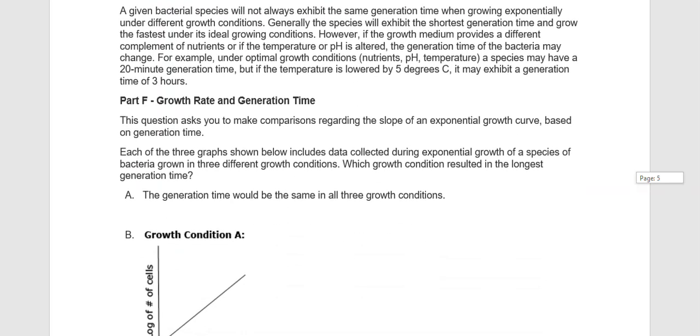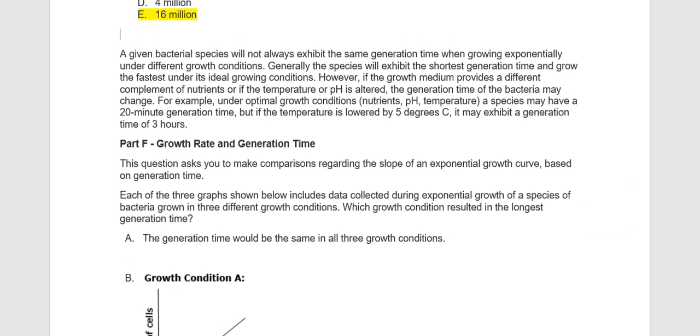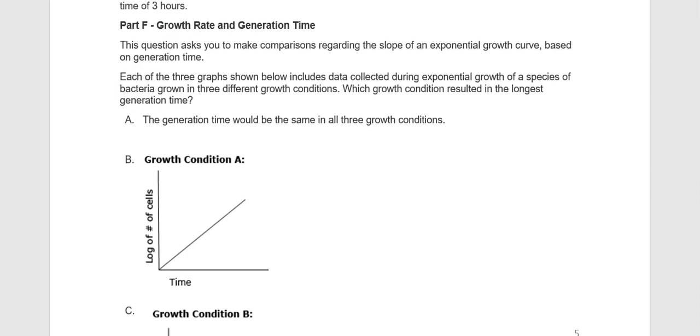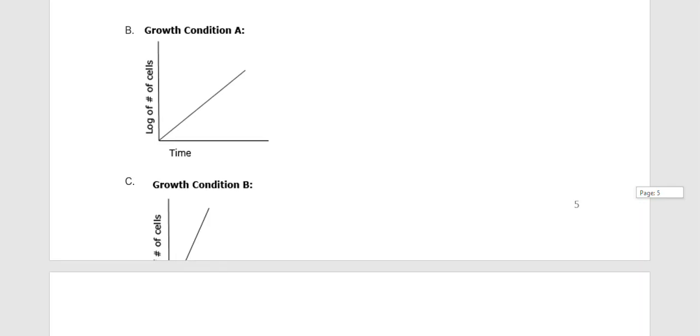All right. So going down here to the next one, this question asks you to make comparisons regarding the slope of exponential growth based on generation time. And we are going to do a little bit more math, so don't go too far away. Each of the 3 graphs shown below has data collected during the exponential growth of a species of bacteria in 3 different growth conditions. Which growth condition represented the longest generation time? So we didn't want to see the highest number of cells. We want to see the longest amount of time.